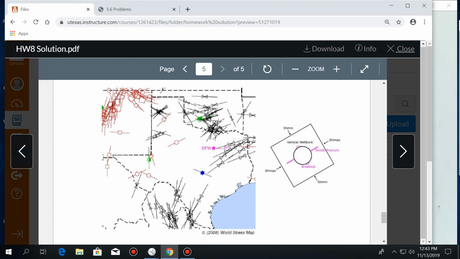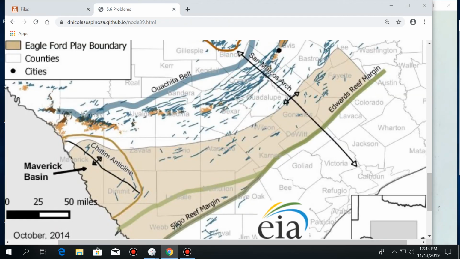Yes, Mishana. One of those, you ask us to find the angle of the breakout. How do you do that? Okay, so that's a good question. Let's see an example over here.